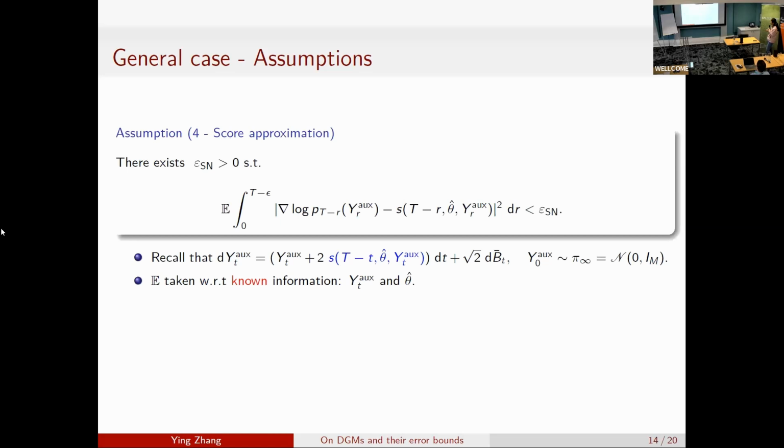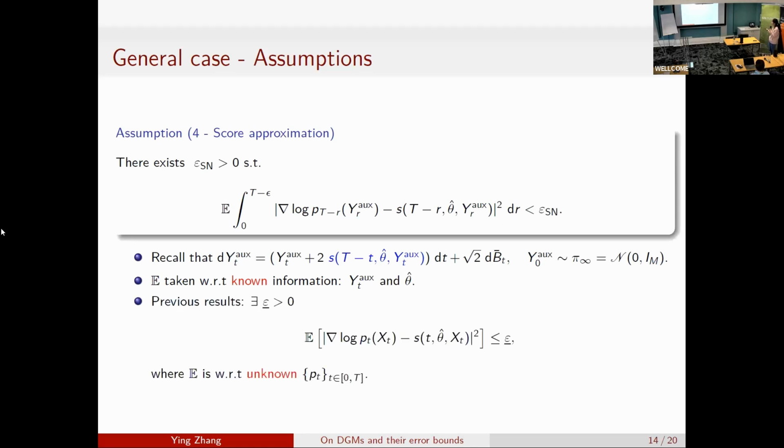So this is known, and this theta hat is an output from some optimization procedure, and this is also known. So this expectation is taken with respect to the known information. And we may compare it with the assumptions in previous results, where the expectation is taken with respect to the unknown density PT.